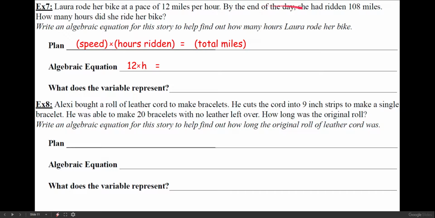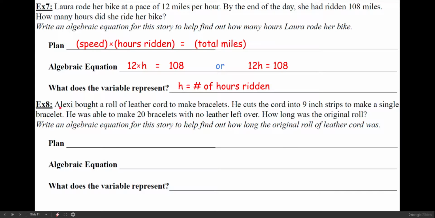Do we know the total miles? Well, by the end of the day, she had ridden 108 miles. So yes, we do know the total miles. So 12 times h equals 108, but we don't like it written like this because it looks too much like an x or a variable. So we do 12h equals 108. You may want to circle that as the preferred way to write this. And the variable h is the number of hours ridden.